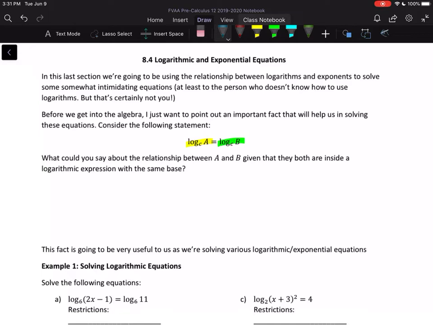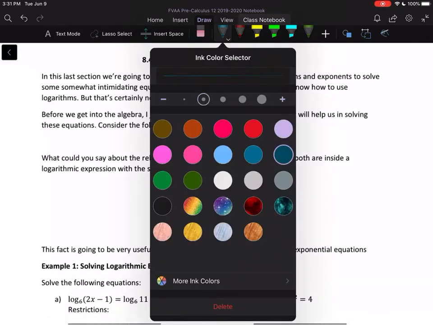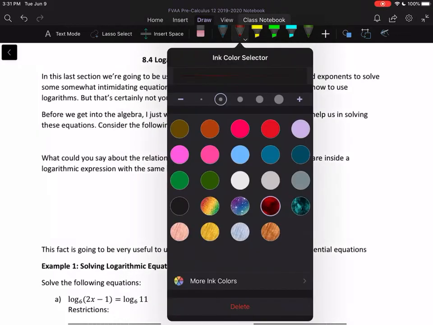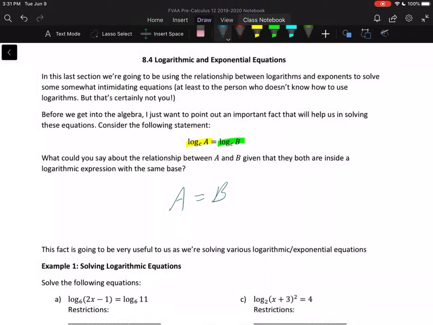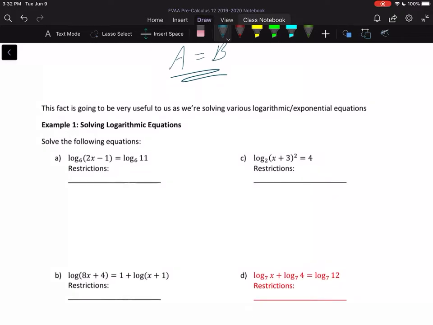Because they are both in a logarithmic expression, and because they have the same base, and the equation is equal to each other, the assumption that we can make is that A must be equal to B. Okay, A is equal to B. That's an important assumption that we're making here, and it's going to help us in these equations. So this fact is going to be very useful as we are solving various logarithmic and exponential equations.